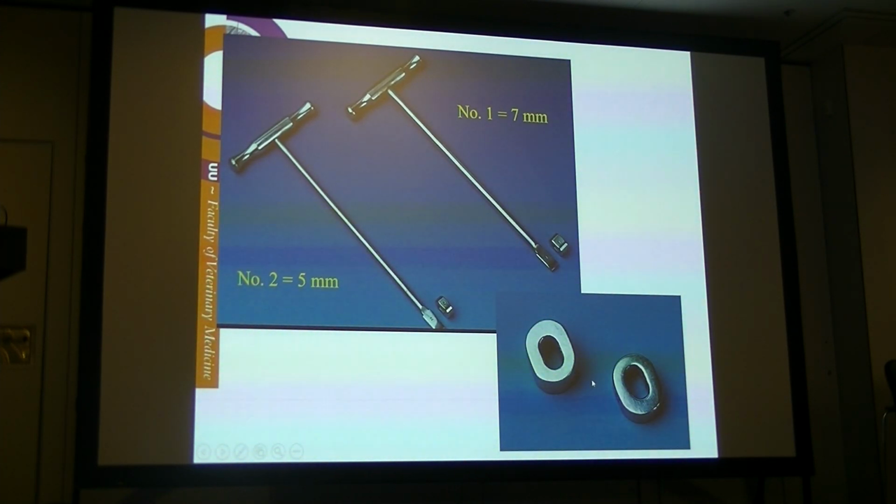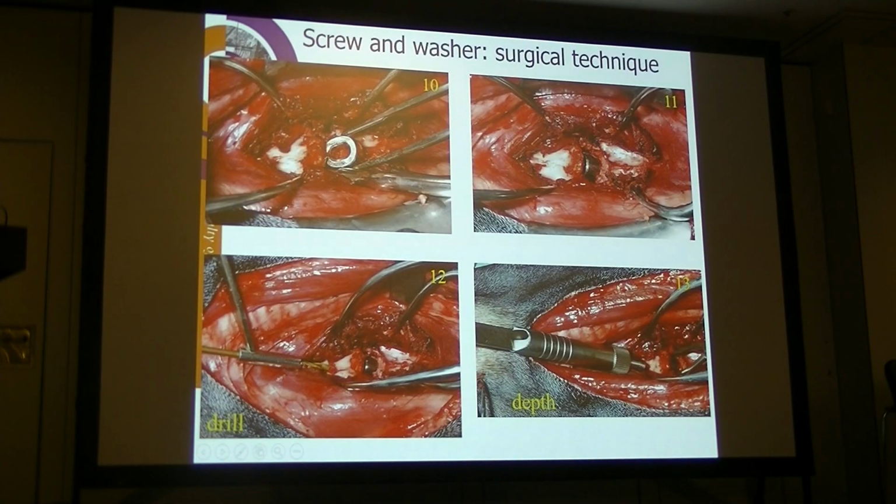And also we have washers in two sizes. Very simple instrumentation, not expensive. This is not more than 50 or 100 euros in Europe. And the washers are also not expensive. This is stainless steel. So quite attractive cost-wise. This is the washer.